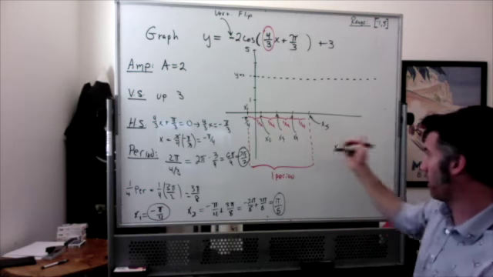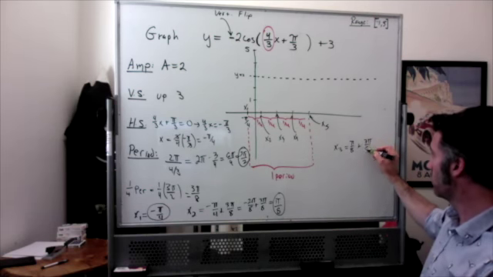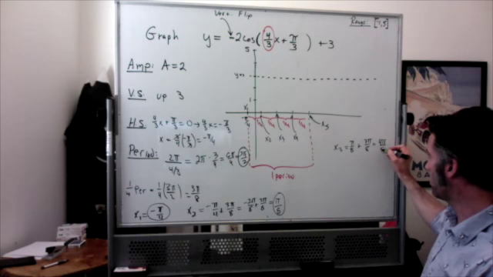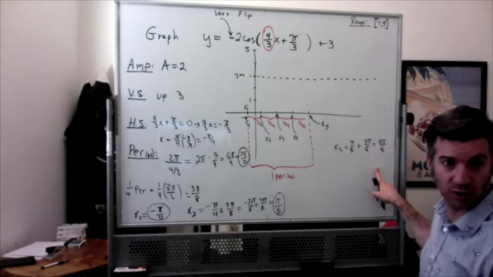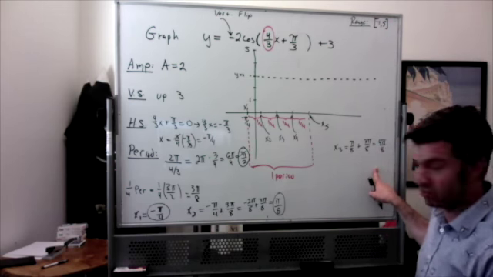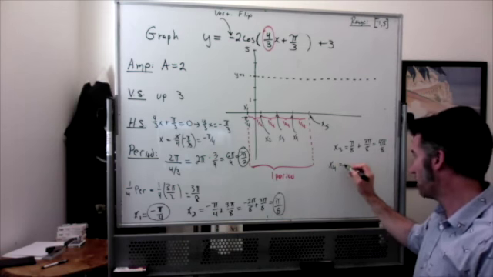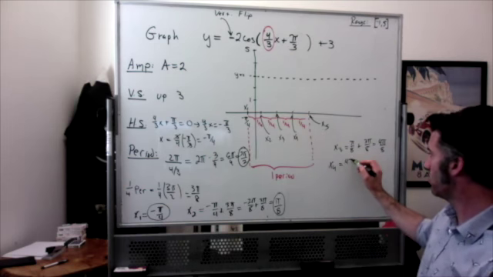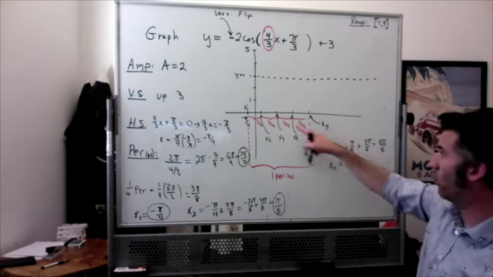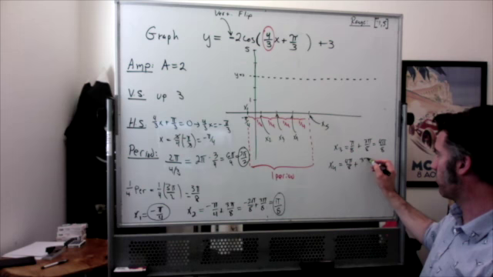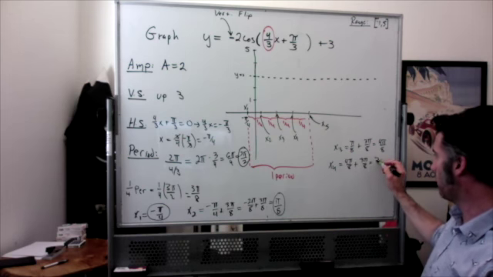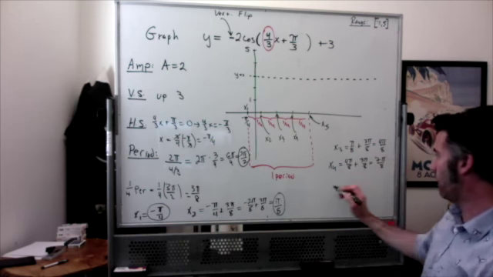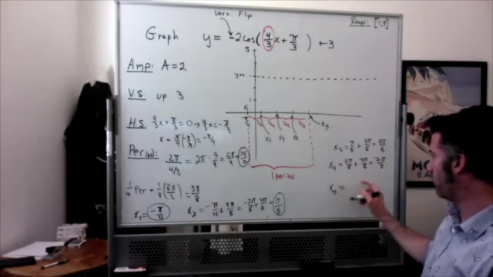And then my next point, x3, is going to be the previous point, pi over 8, plus a quarter of my period, which is 3 pi over 8, which is going to be 4 pi over 8. You don't have to reduce this, but you could if you wanted to. The next point is going to be the previous point, 4 pi over 8, plus 1/4 of the period, which is 3 pi over 8, which is going to give you 7 pi over 8.